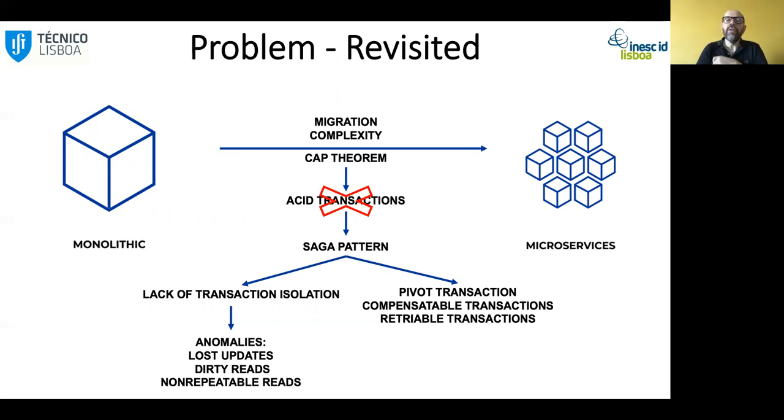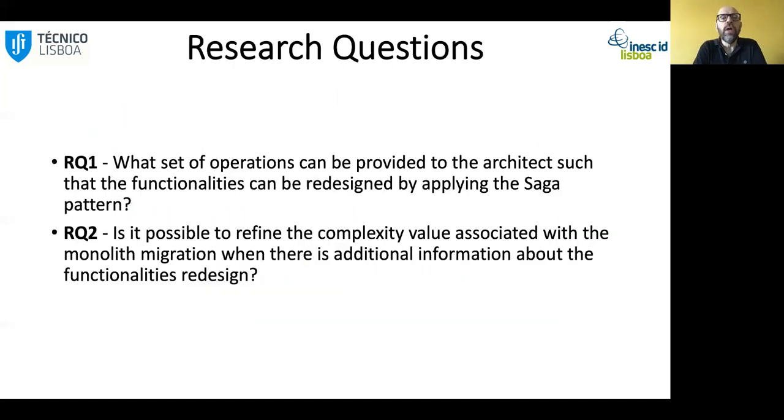So what do we actually want to do in our work? Well, there are two research questions. First is, what set of operations can we provide to the architect such that the functionalities can be redesigned by applying the saga pattern? So this is the first one. And the second one, is it possible to redefine the complexity value associated with the monolith migration when there is additional information about the functionality redesign?